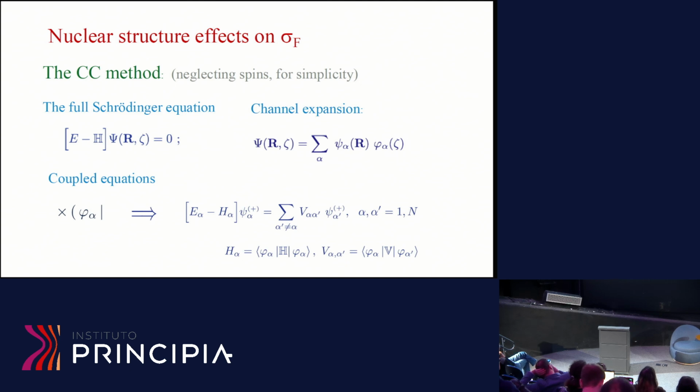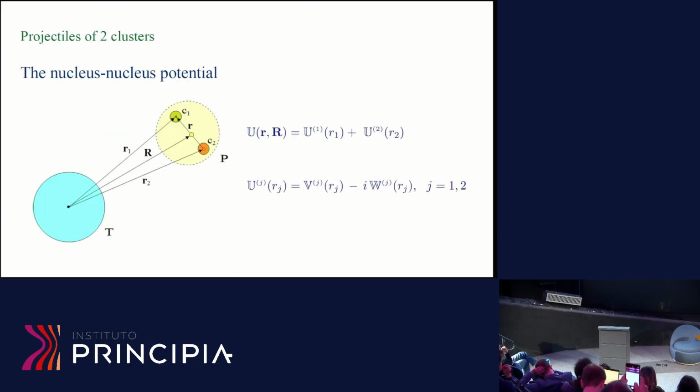And then one expands the wave function over the intrinsic states, inserts the expansion in the Schrödinger equation and takes the scalar product with each intrinsic state. Then, using the orthogonality of these states, one gets a set of coupled equations. Then there are codes to solve this set of coupled equations, and one can evaluate the cross-section for the different processes.